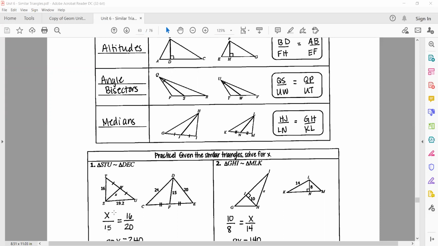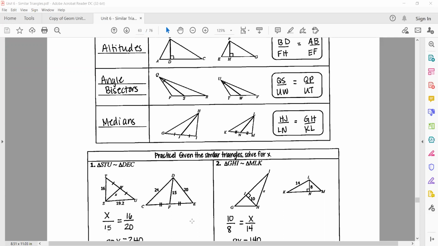20. Okay, 16 is on this triangle, where we had X on the top, so we've got to put any other values from this left-hand triangle on the top also in our ratio, and then pick the correct side that corresponds to that from the other triangle. So that goes on the bottom. We could have used this other side. We could have used 19.2 here instead of 16 and compared it to the 24.